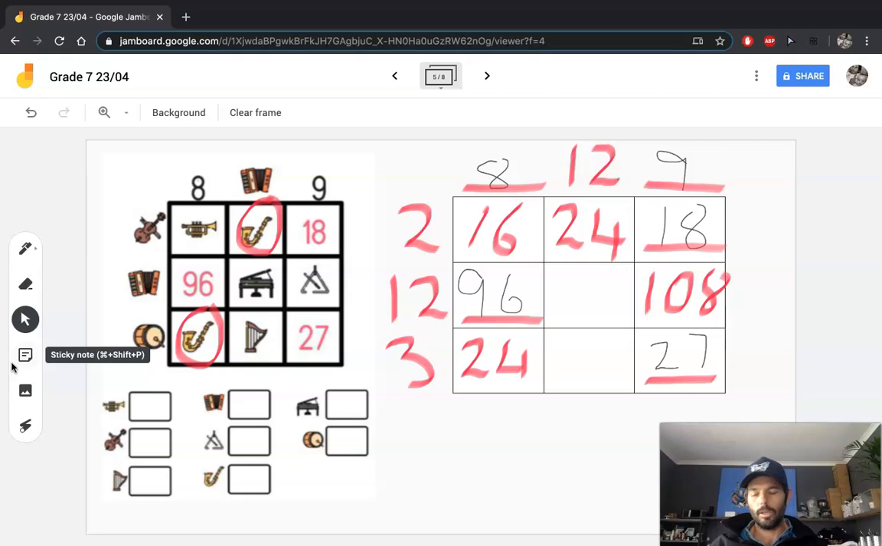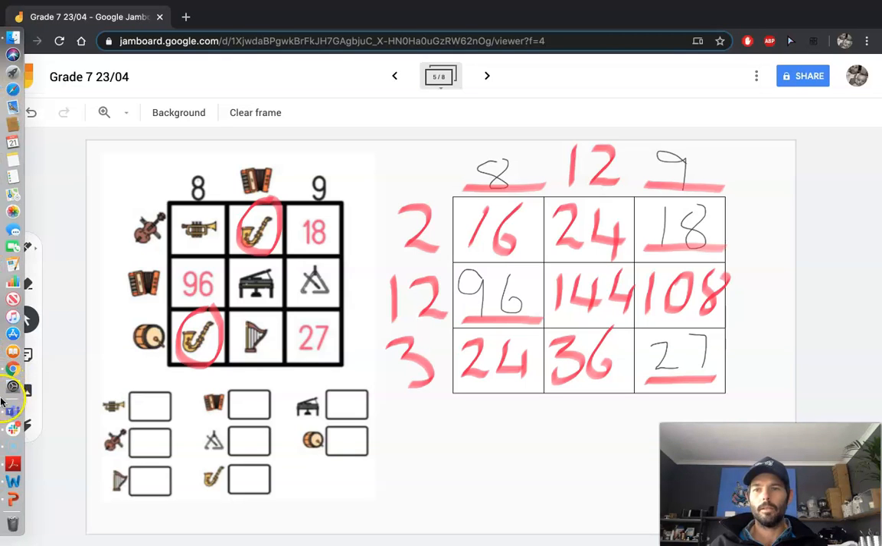And now just a case of filling in the missing squares. 12 times 12 is 144. And 3 times 12 is 36. Okay, cool. Well done for working through that.